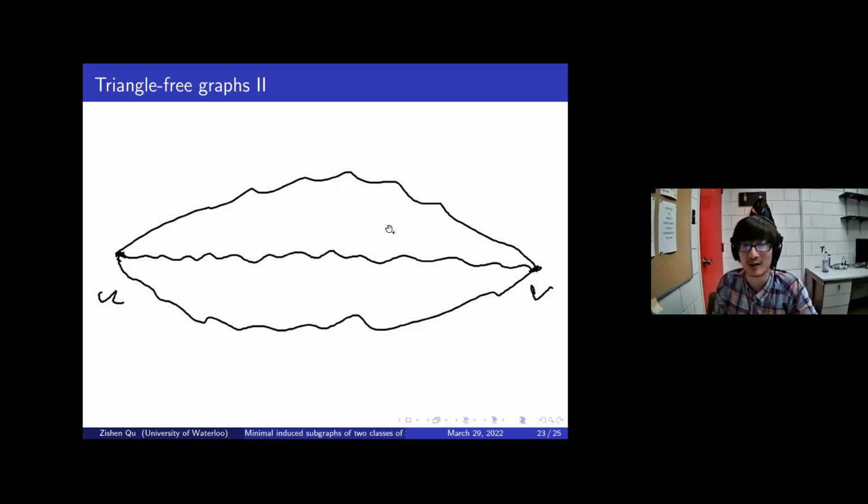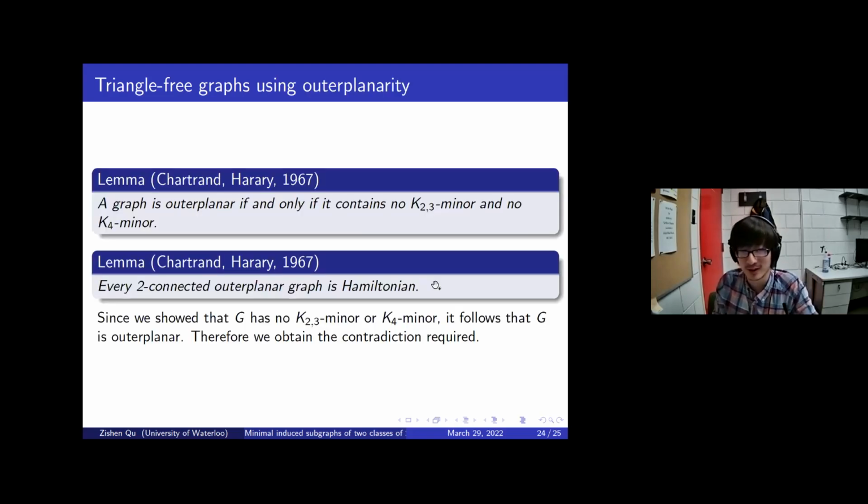So there's no K23 subdivision. So there's no K23 minor. And so I should have probably put these slides first. But, I mean, the ordering wasn't optimal.